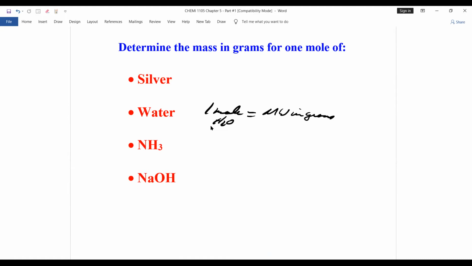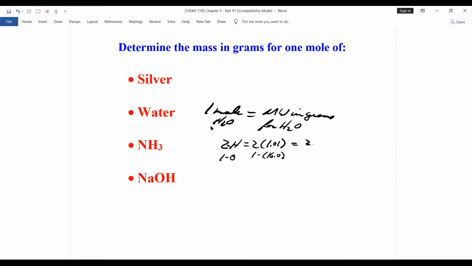Sorry, I wrote this out for water. I'll try not to do that again. What's the molecular weight of water? Well, it's 2 hydrogen, 1 oxygen. 2 times the atomic weight of hydrogen to 3 significant figures is 1.01. You'd find that on the periodic table. That's the number underneath hydrogen. And for oxygen, it's 16.0.